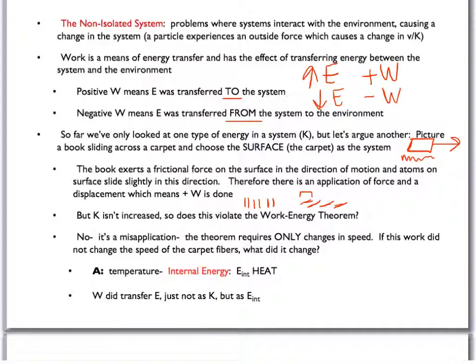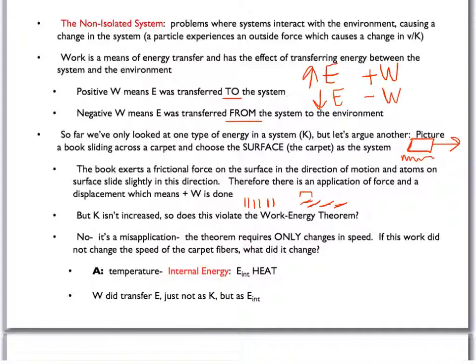And since the force and the displacement are in the same direction, that means that positive work was in fact done on this system. But we can look at that carpet and notice that the kinetic energy of those carpet fibers is not increased. So does this violate our work energy theorem? No, it doesn't. It's just a misapplication of it. The work energy theorem requires only a change in speed to be occurring in the problem. If work in this case did not change the speed of the carpet fibers, then what did change? So it didn't get any faster, but something did happen, and energy was input into this system.